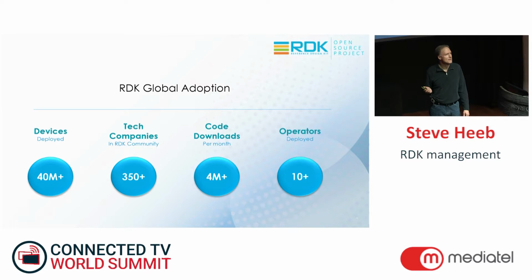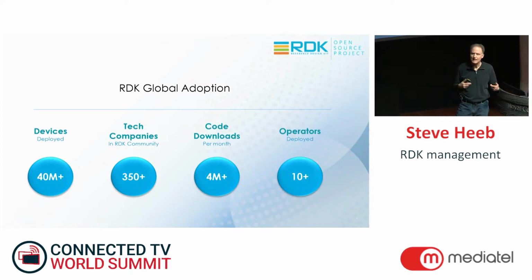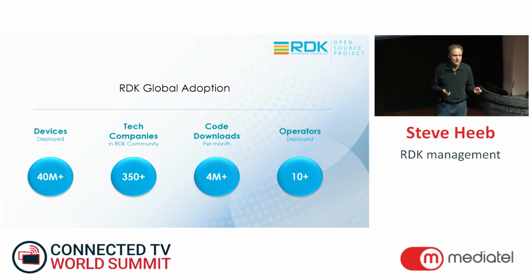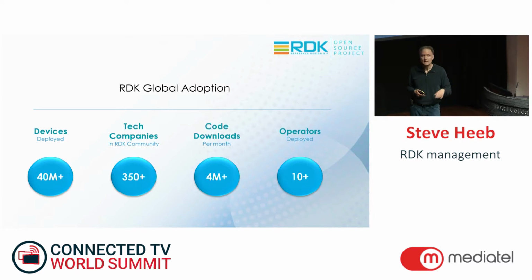Next, some of the stats that people always ask us about the RDK. How's it doing? Where's it going? These are some of the new stats that we do on an annual basis. There are over 40 million devices deployed today. And there are over 350 technology companies in the community. This is really, really cool. The ecosystem is really coming along.